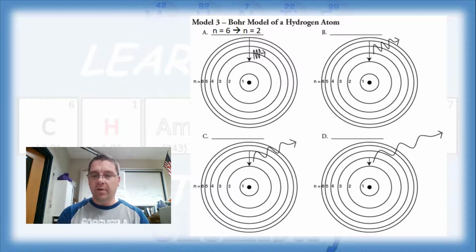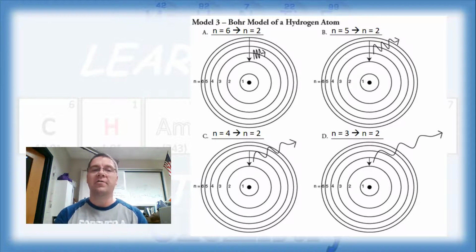All right, so hopefully, and you can check your answers against these, you got these transitions for models B, C, and D. Now the next part of the prompt, if you're following along in your class notebook, which hopefully you are, is to predict the colors that correspond to each of these emissions or these releases of energy.